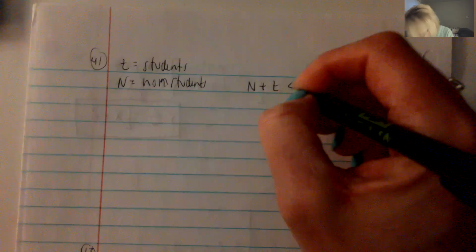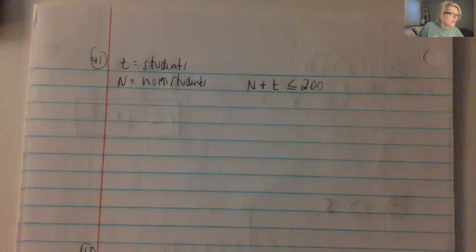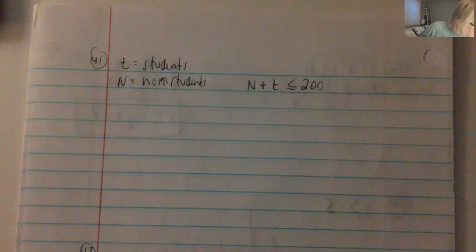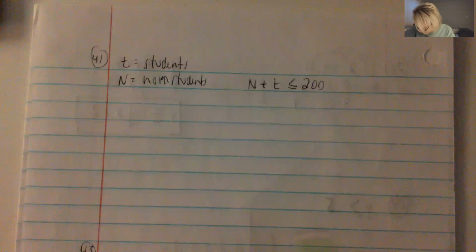Right? And they said the only stipulation had to be that N plus T has to be less than or equal to 200 at all times. They didn't give us any information about the price. They were just saying the prices are different and they didn't have any restriction on money. So we're just talking about the maximum number of students. So we have to be less than or equal to 200. And they want us to graph this in the first quadrant.